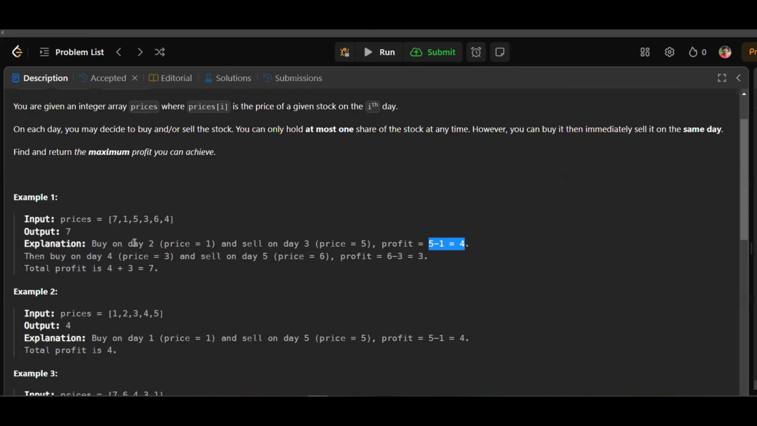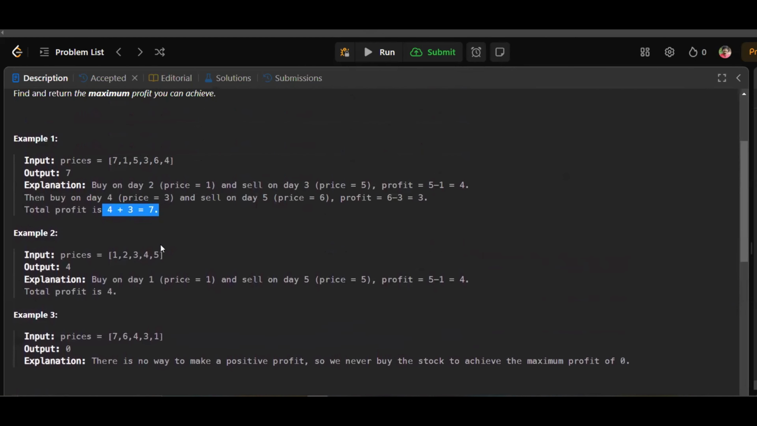Again, if we buy the stock on the 4th day, the buying price will be 3. And if we sell the stock on the 5th day, the selling price will be 6. So here the profit is 6 minus 3, which is 3. So here the total profit will be 4 plus 3, which is 7.